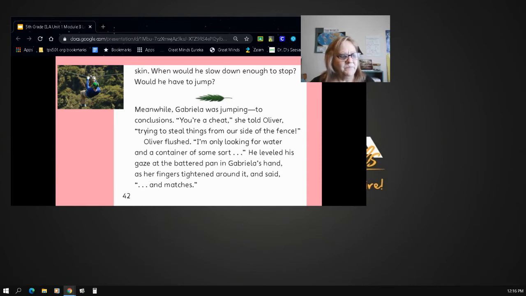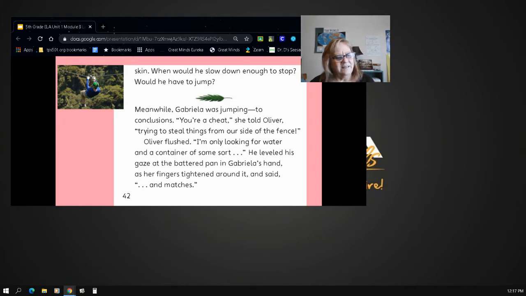Let's keep reading. Meanwhile, Gabriella was jumping to conclusions. "You're a cheat," she told Oliver, "trying to steal these things from our side of the fence." Oliver flushed. "I'm only looking for water in a container of some sort." He leveled his gaze at the battered pan in Gabriella's hand as her fingers tightened around it and said, "And matches."